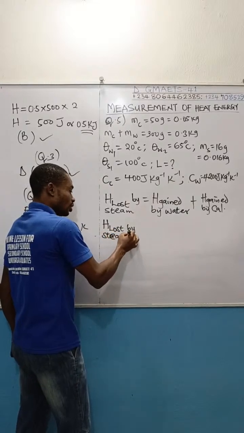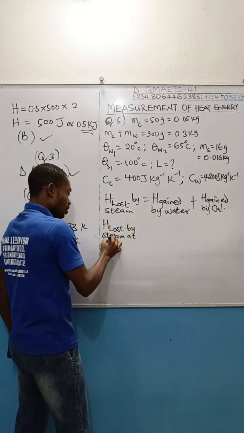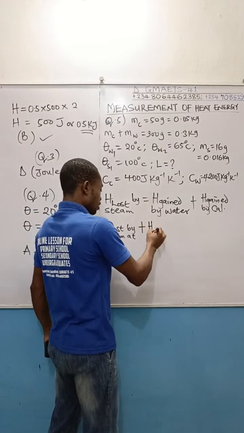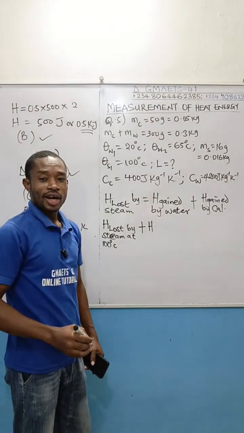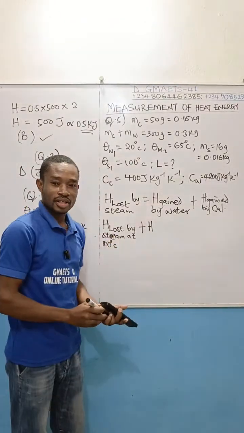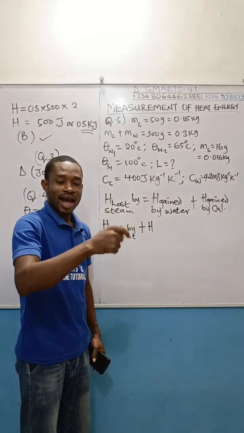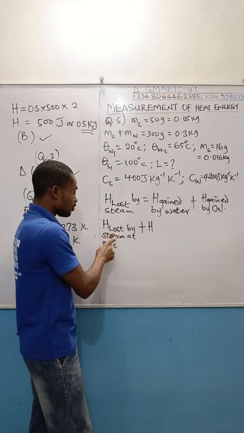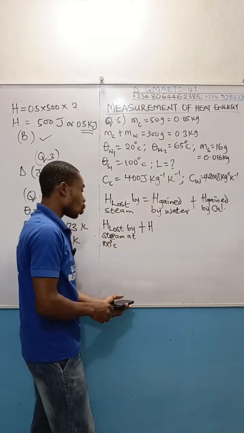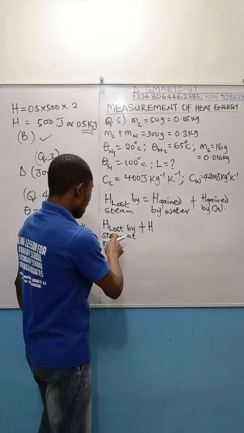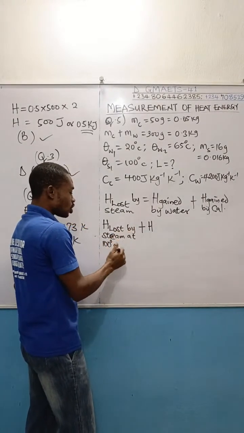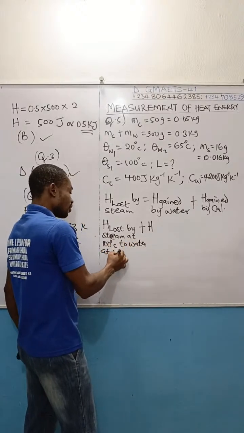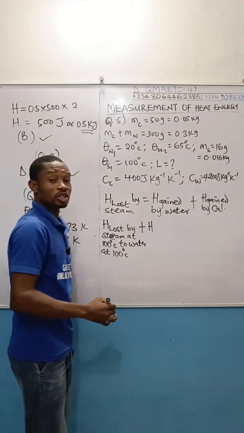Heat lost by steam at 100 degrees centigrade, plus heat. This is going to get to 65 degrees centigrade, because the final temperature will be 65. Once the steam loses heat from 100 degrees centigrade, it will turn to water at 100 degrees centigrade. So we have heat lost by steam at 100 degrees centigrade to water at that same 100 degrees centigrade. There is no temperature change.